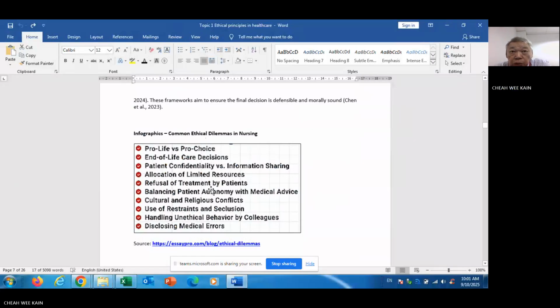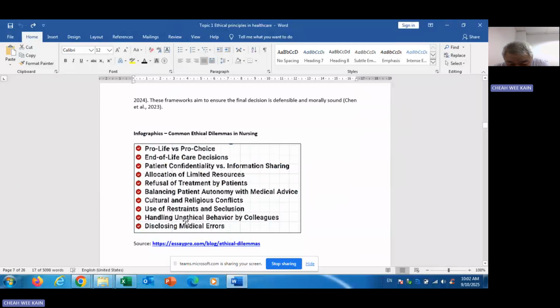Some patients, they don't want the vaccine. You say, maybe to prevent the disease, you should have a vaccine for your children. You say no. Maybe because of politics or because of religious belief or whatever it is. Balancing patient autonomy with medical advice, cultural and religious conflicts. I think some people, especially in the US, because of religious ideology, are refusing to give vaccines to their children.